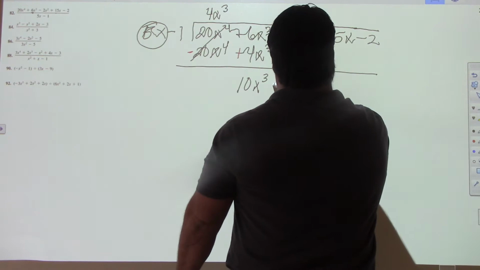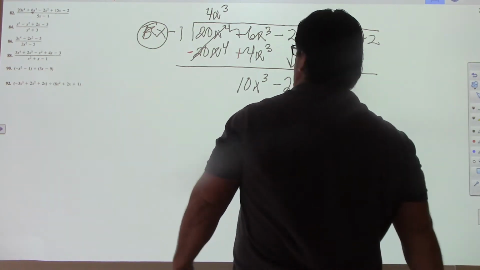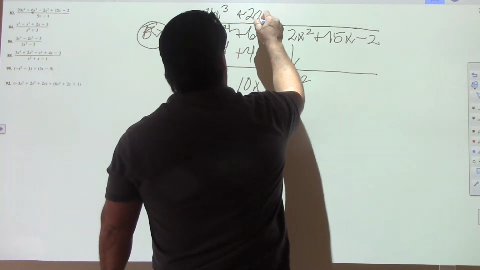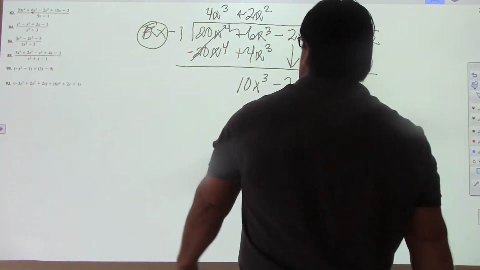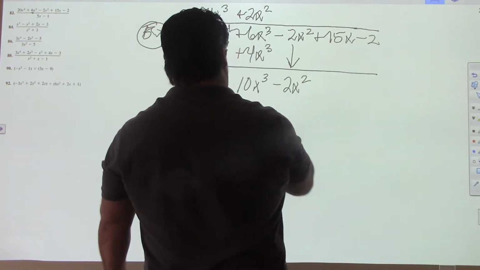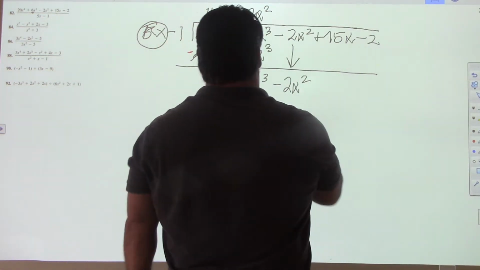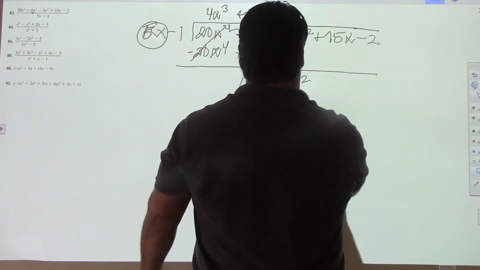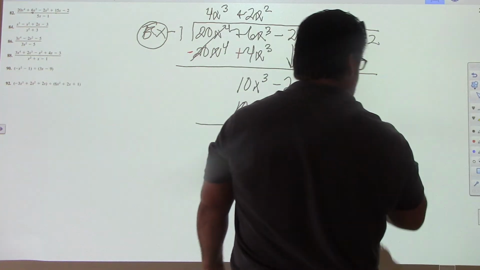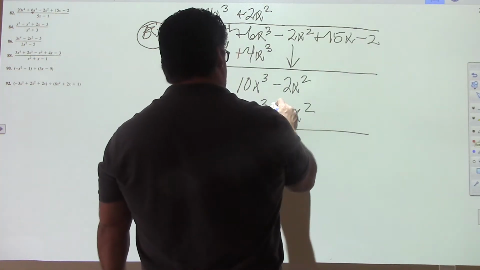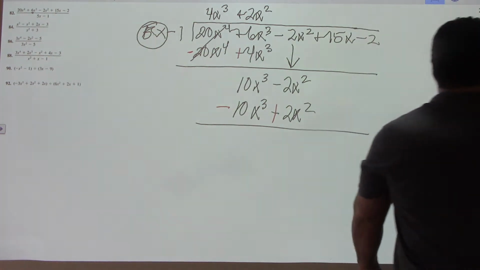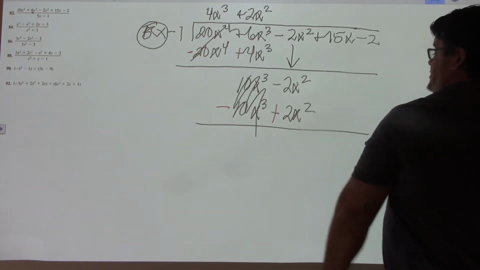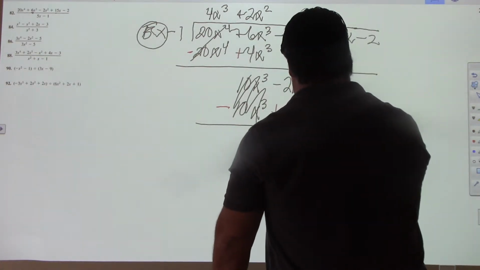Bring down the 2x squared to help out. How many times will 5x go into 10x cubed? 2 times 5 is 10. X squared times x is x to the 3rd. Minus 2x squared. You always subtract. Of course, this goes out. And negative 2x plus 2x is 0x squared.